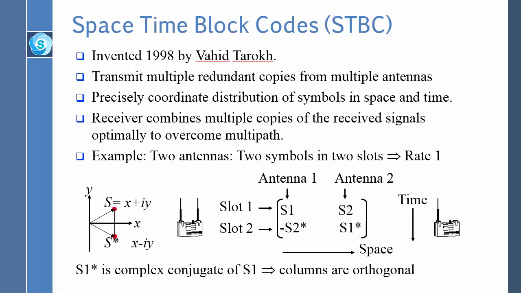So the idea here is simply that if you have multiple antennas, rather than transmitting the same information, you transmit related information. And that makes the reception much better. So if you're sending x plus iy on one antenna, you should send x minus iy on the other antenna at some other time.